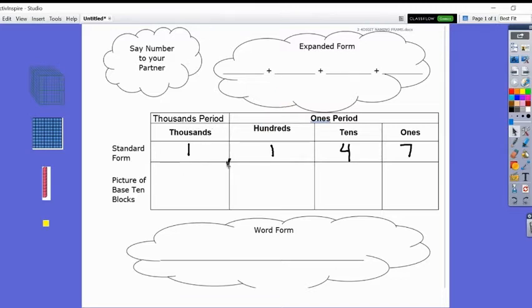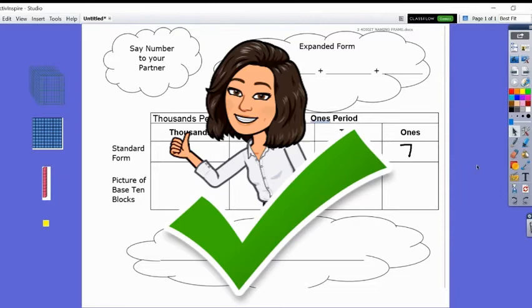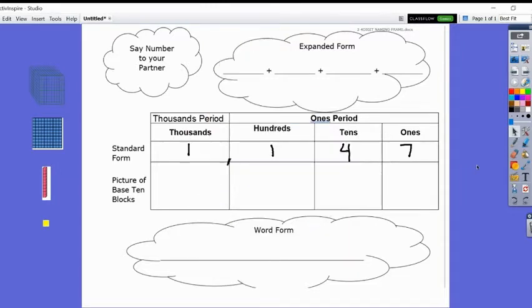Two, you need to go ahead and write down this number under standard form. What is standard form? That's right, it's the number written with just the digits, just the numbers. Well, how do we say this number? On the paper, it says say number to your partner. Right now, you're just doing this on your own.